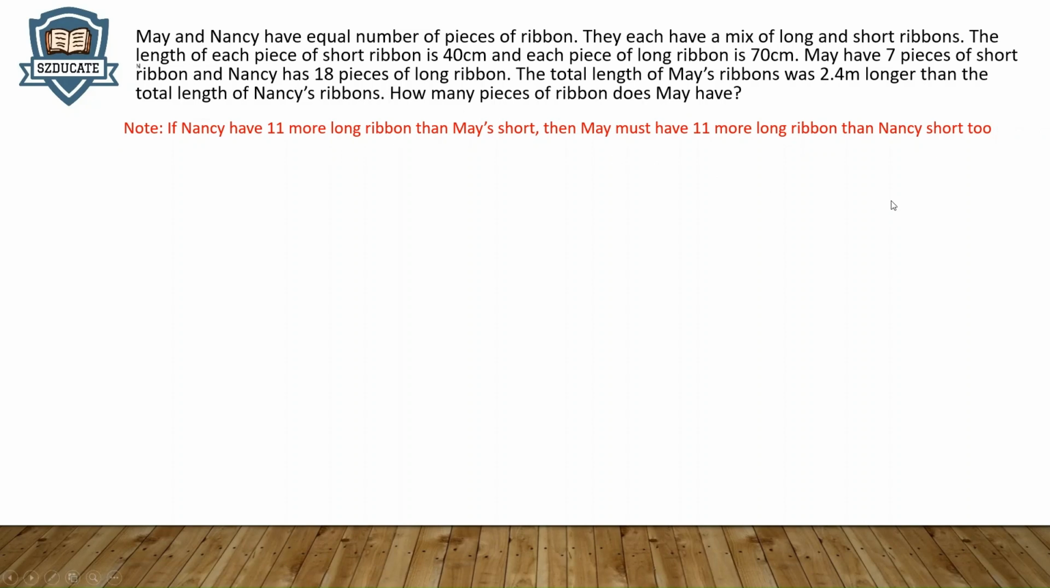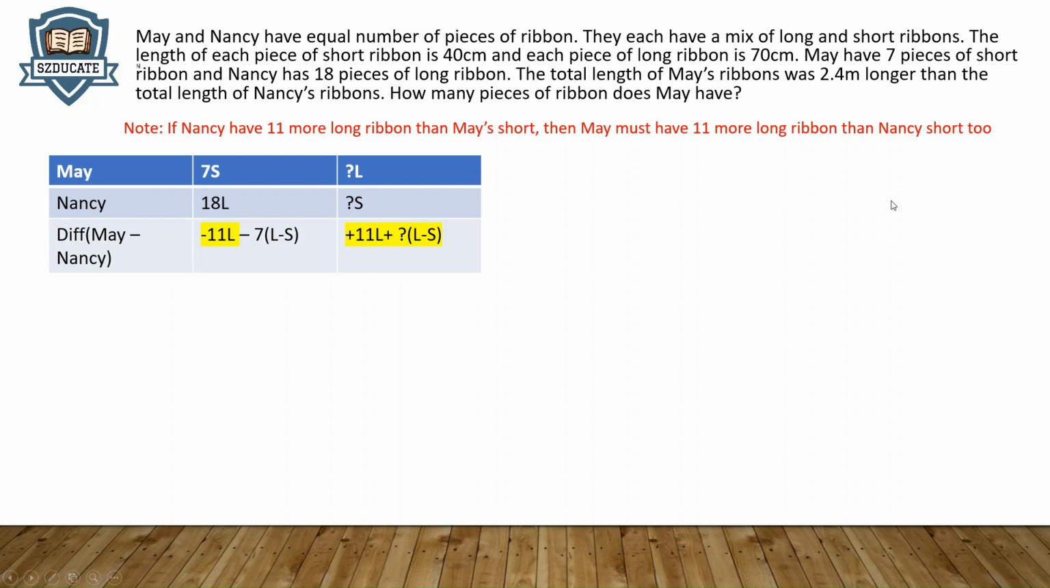Very important information. Okay, so now we're just going to draw a table that will allow us to see the corresponding ribbon numbers of May and Nancy. So May, as we know, she has 7 short. We don't know how many long she has, so I'm just going to put a question mark here. Nancy, she has 18 long ribbons, and again, we don't know how many short she has. Now, what do we know? We know the difference between Nancy and May is 11.